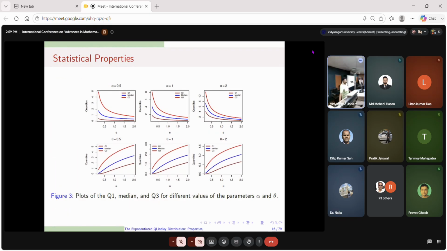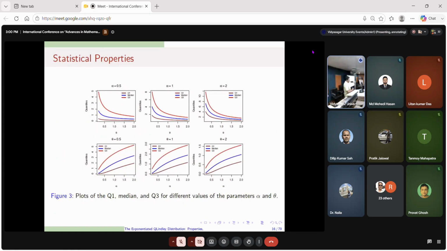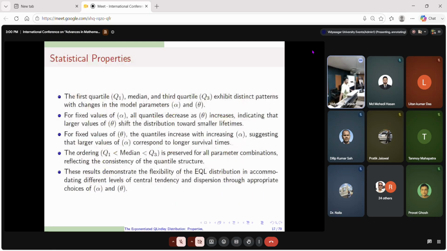Next, these are very basic things. Quantile function, first quartile, sorry, median and second quartile. These are plots of those three quartile distributions, with different choices of parameters. The first one is alpha equal to 0.5, alpha equal to 1, alpha equal to 2, again theta equal to 0.5, theta equal to 1, like that. So these are some descriptive statistics.